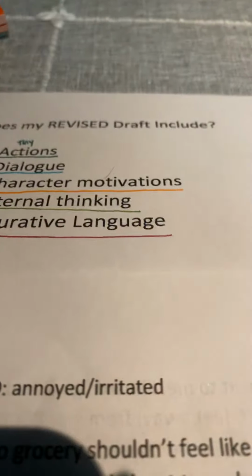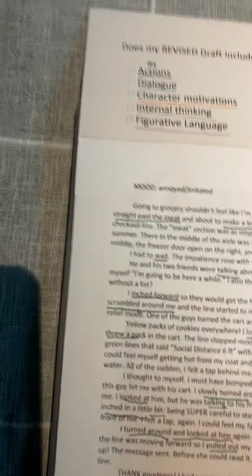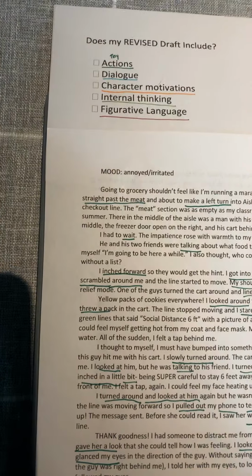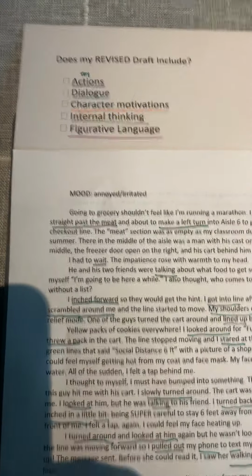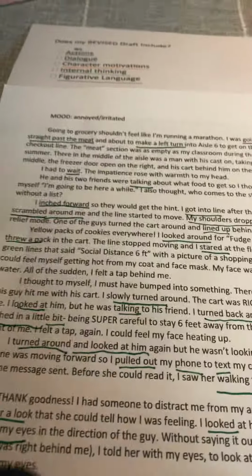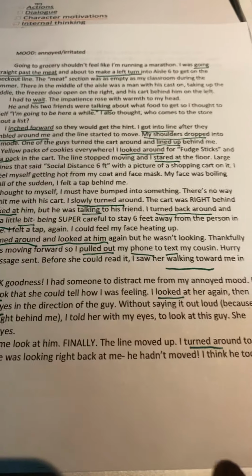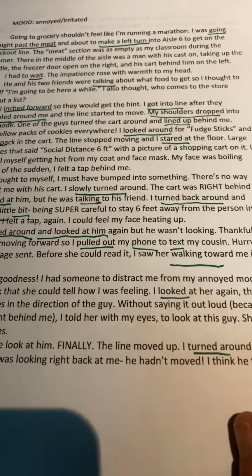So now as I reread again, I'm going to be looking for dialogue, okay? Same thing, I will underline anywhere where I have dialogue, same thing with internal thinking, same thing with figurative language. I'll just do an example of each so you know what everything is. So dialogue, I know I don't have a lot of dialogue in my story. I actually don't know if I have any.